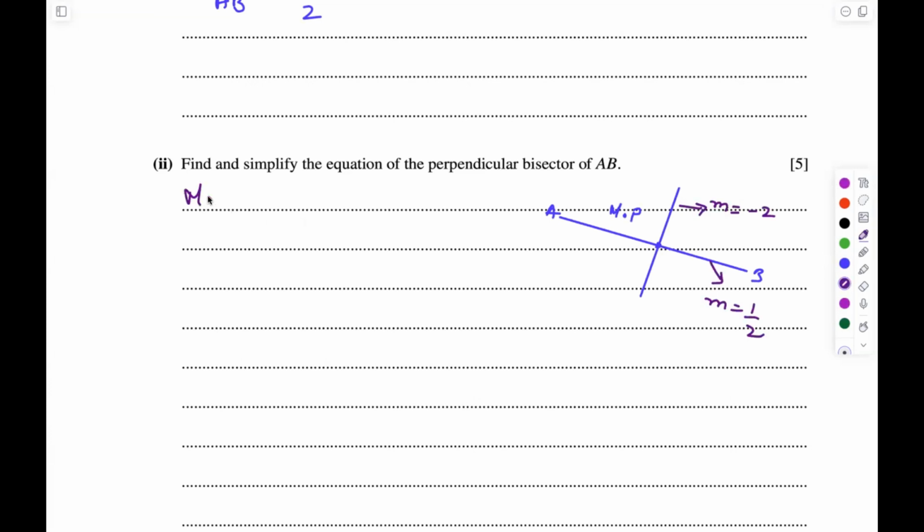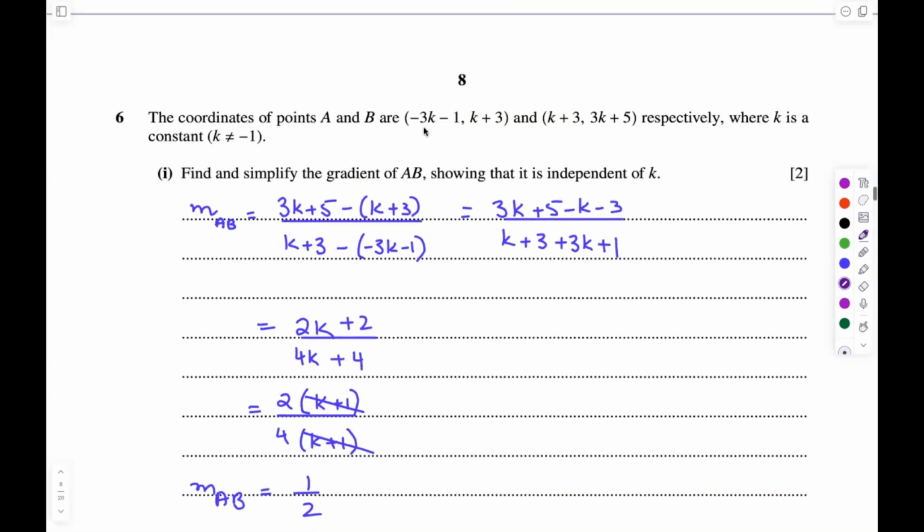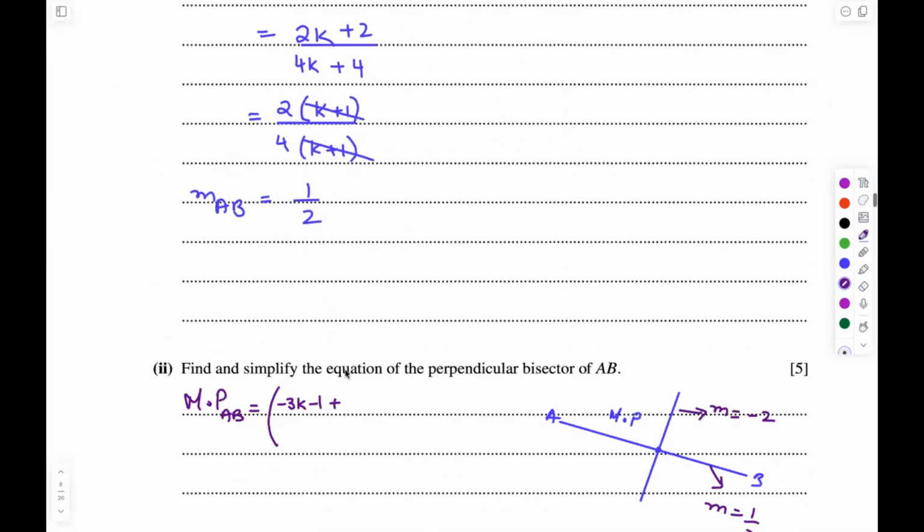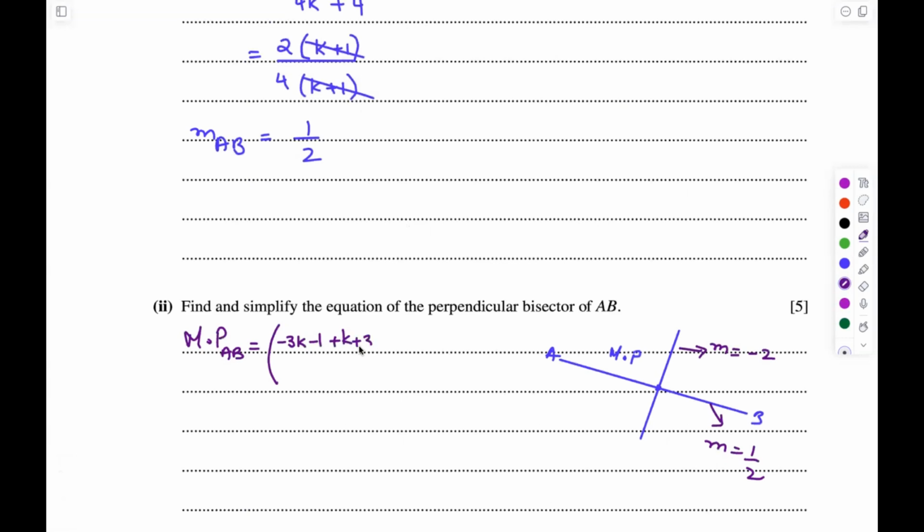So we have the gradient, and now the midpoint of AB. In the first step, we can find the midpoint of AB, that is x1 plus x2 upon 2. So the x1 value is minus 3k minus 1, and we'll add it to k plus 3, divided by 2.